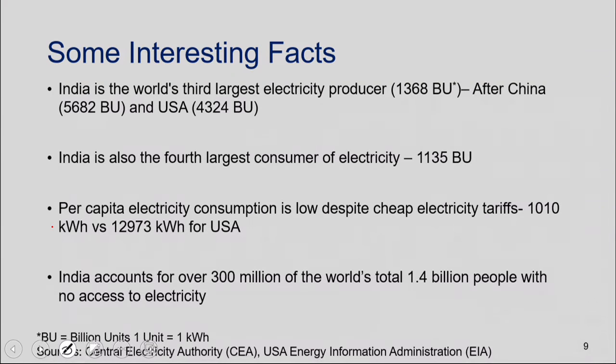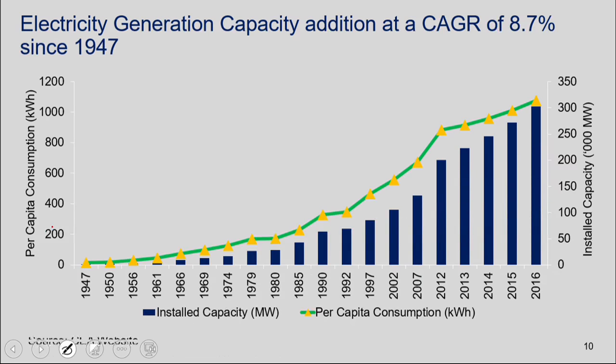So I want to take you through some interesting facts about the power sector. India is the world's largest electricity producer. It's the fourth largest consumer. Per capita consumption is still very low: about 1,000 kilowatt hours compared to 13 times that in the US, despite having cheap tariffs. And of the 1.4 billion people with no access to power, India accounts for 30 million. Sources are given here.